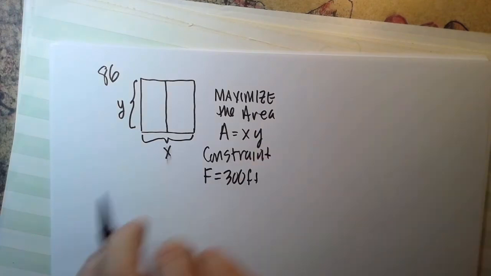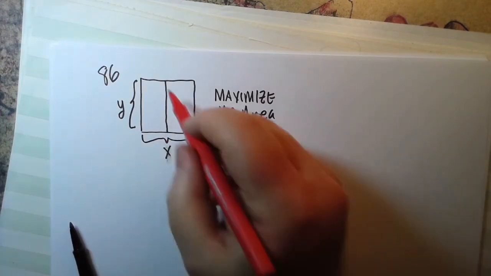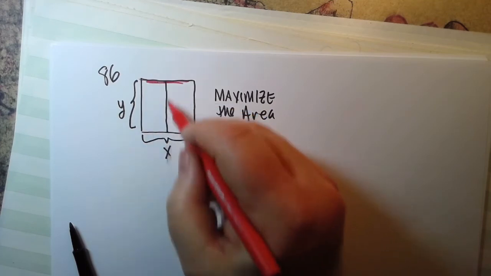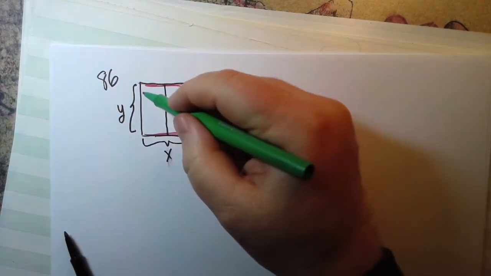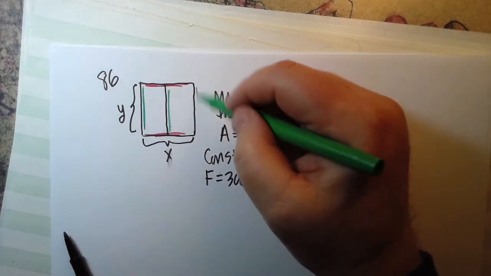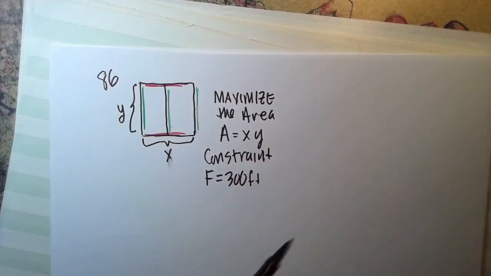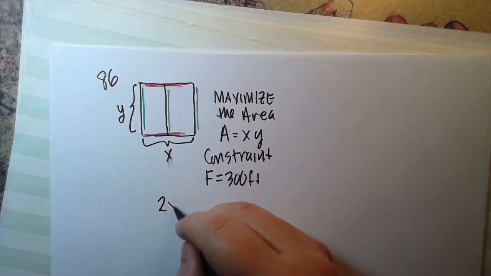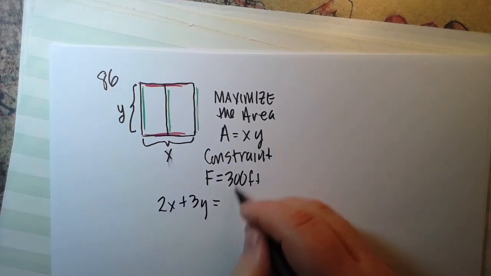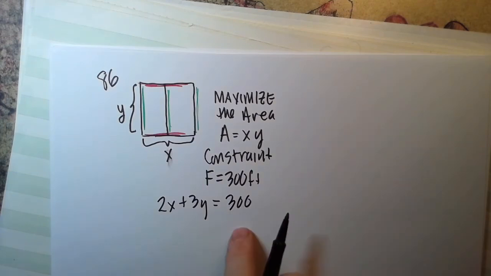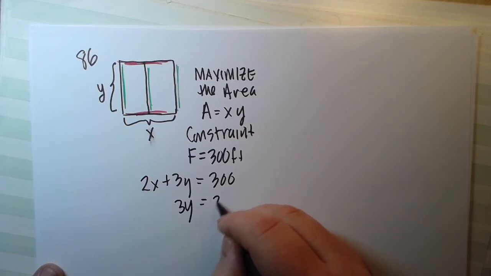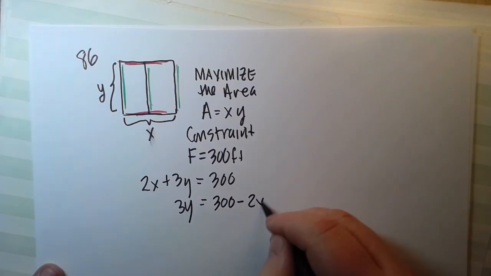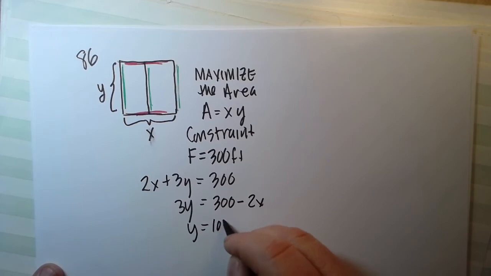Well, it says that we have 300 feet of fencing. Now, the other thing that we know about the fencing is that it has to be made up of 2 x's, 1, 2, and it has to be made up of 3 y's, 1, 2, 3. Alright, so that tells me that 2x plus 3y has to add up to the 300 feet of fencing. Now I solve for one of the variables. Say I solve for y. So I subtract over the 2x, divide by 3, that would give me 100 minus 2/3 x.